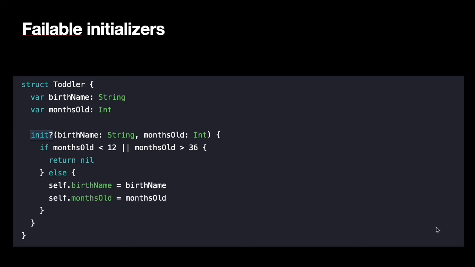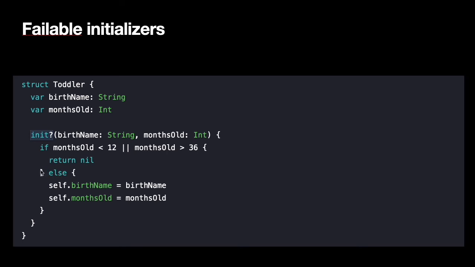Here is our optional initializer for our Toddler. We have init, but after the init and before the parameters, we put a question mark. This indicates that this is a failable initializer, and it might successfully initialize a toddler, or it might return nil. And then we have put our checks to make sure that our parameters are valid. So we will only allow a toddler to be created, initialized, if the months old parameter is greater than or equal to 12 or less than or equal to 36. In this case, we are rejecting the invalid values, and when we do that, we immediately return nil. That means that the initializer has failed.